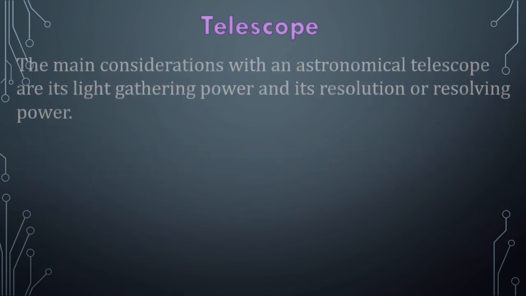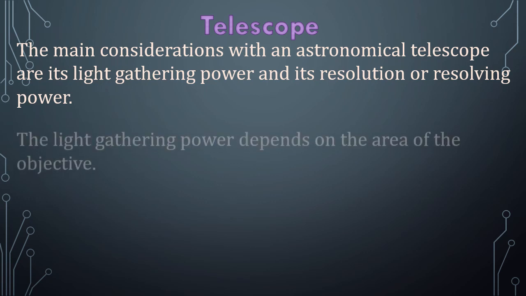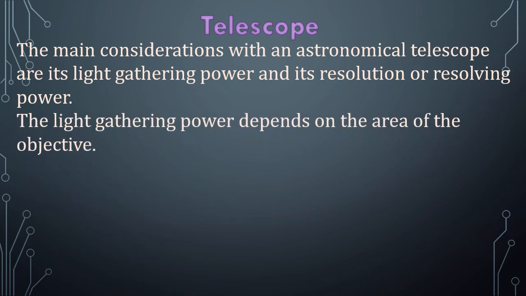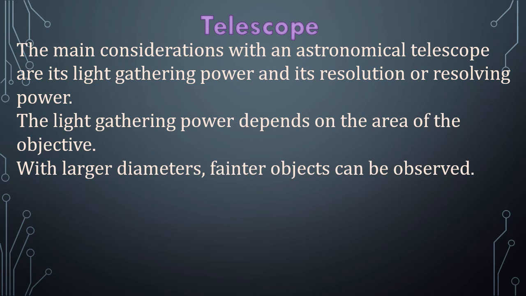The main considerations with an astronomical telescope are its light gathering power and its resolution, or you can say its resolving power. Both of these depend on the diameter of the objective, or you can say the light gathering power depends on the area of the objective. So if we keep a large area of objective, then a large amount of light will pass through it and we can see fainter objects. With larger diameters, fainter objects can be observed.